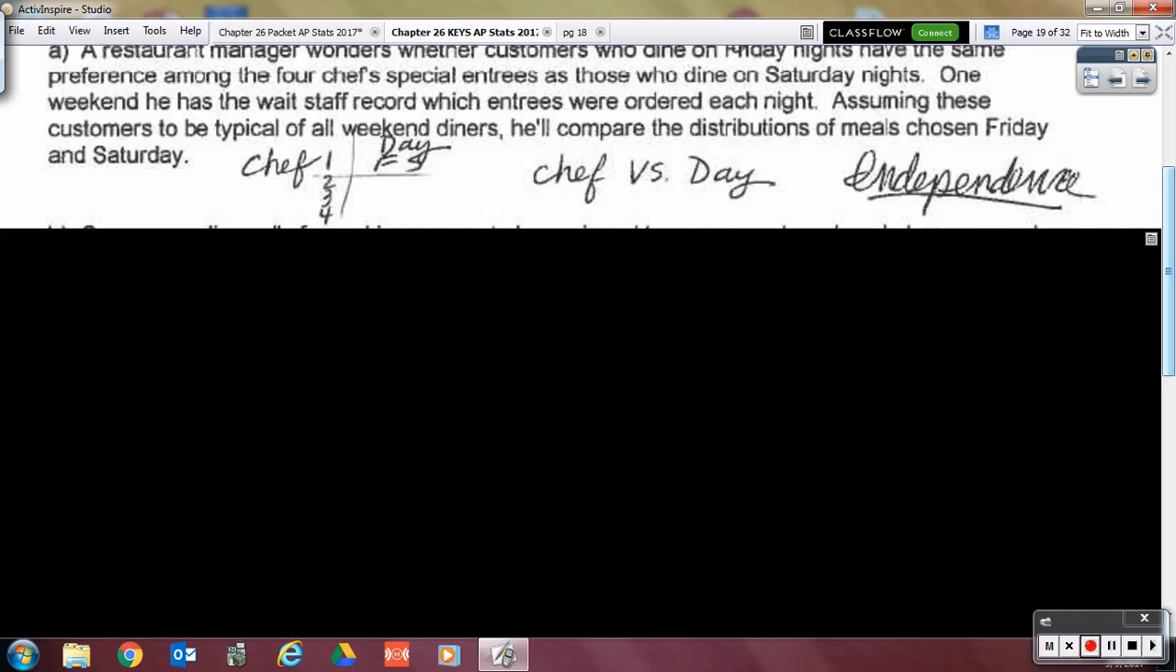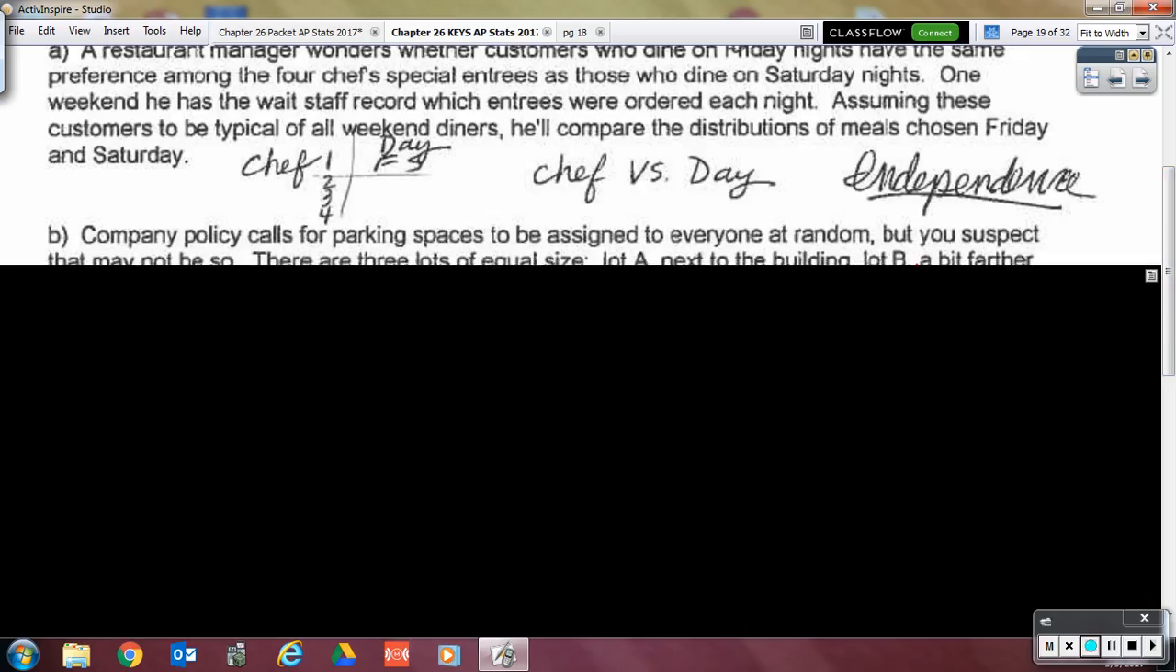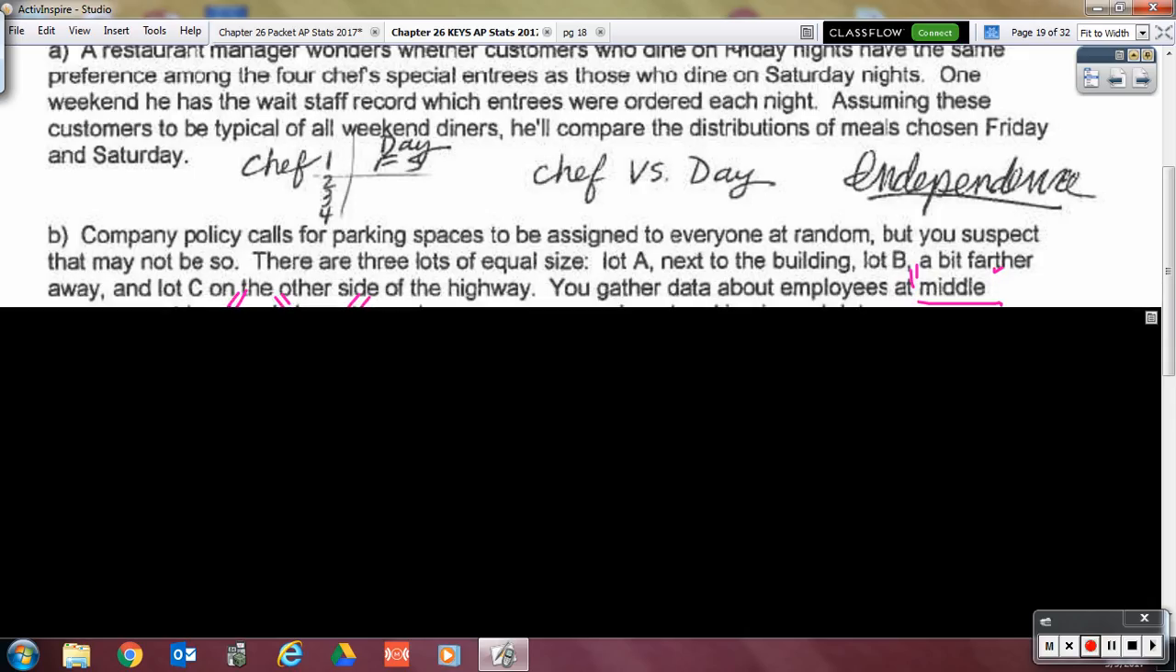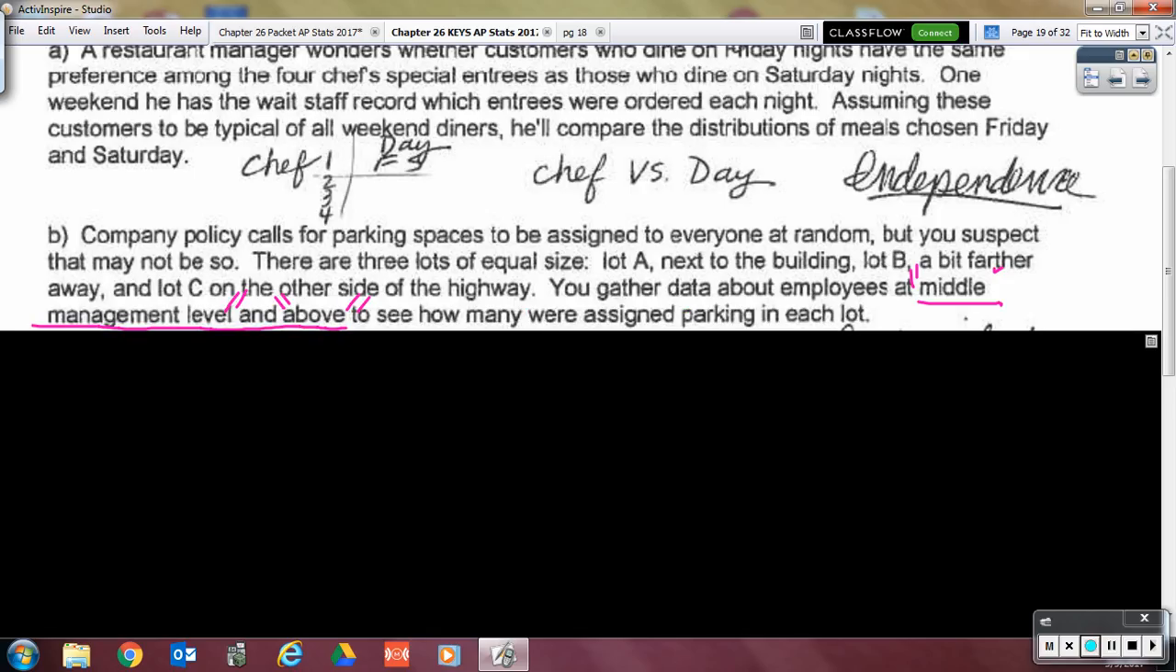Okay? Here's another one. This one's interesting because I think depending on how you interpret something on it, it could go either way. There are 3 lots of equal size. Lot A is next to the building. Lot B is a bit farther away, and Lot C is on the other side of the highway. Consider Narnia. You gathered data about employees at middle management level and above to see how many were assigned parking in each lot. Okay, so we've got A, B, and C, and so then why do you say homogeneity?